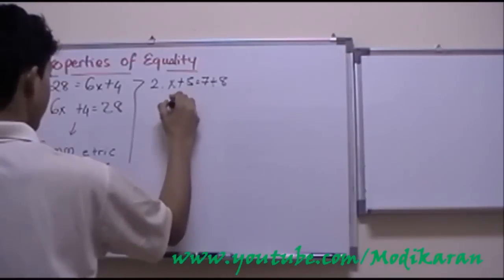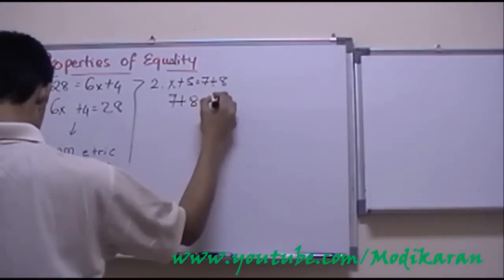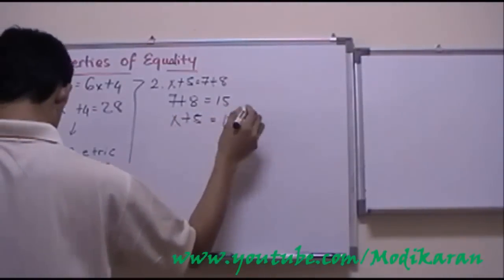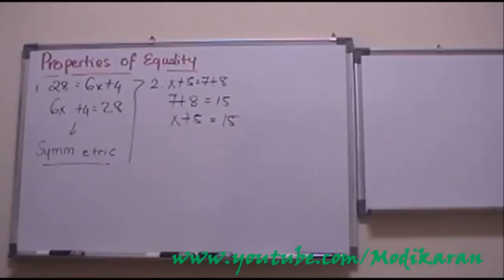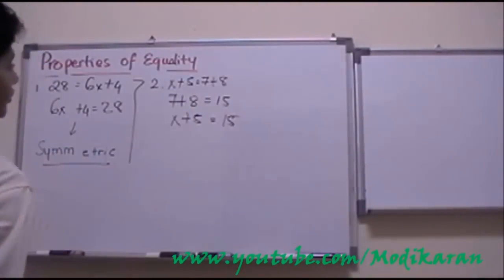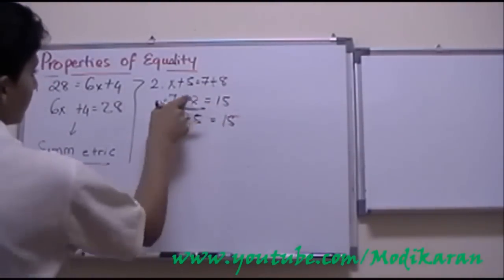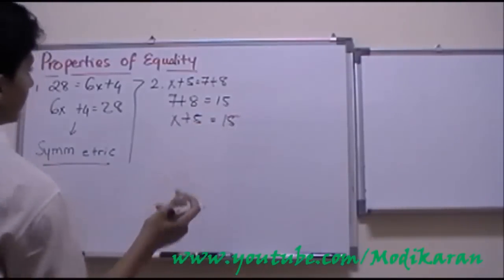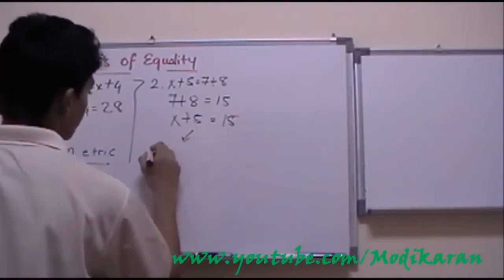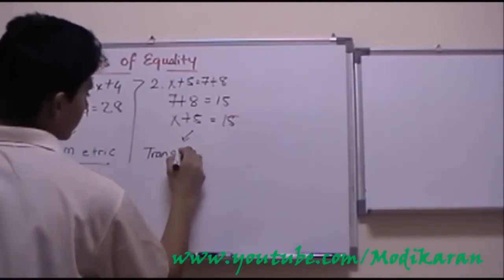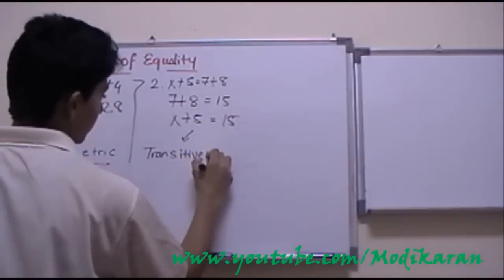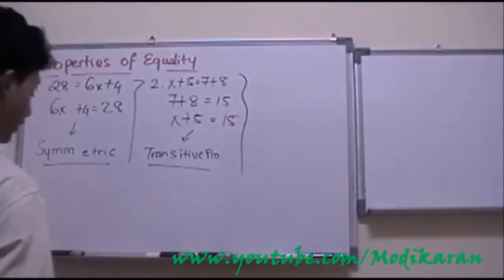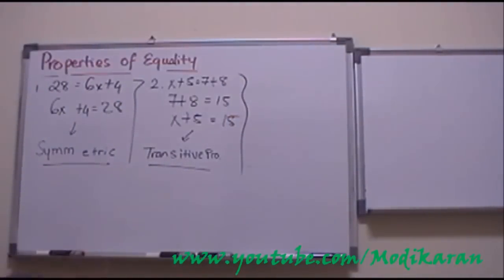Second, as we move on, x plus 5 is equal to 7 plus 8. That basically says 7 plus 8 is equal to 15, so x plus 5 is equal to 15. What type of property is it? Well, it's telling us that A is equal to B, B is equal to C, then A is equal to C, right? So it's the transitive property of equality.